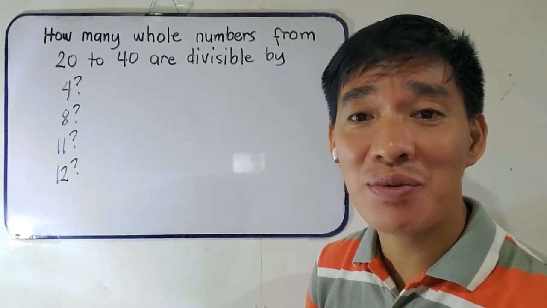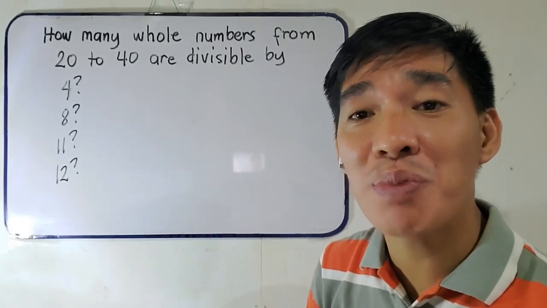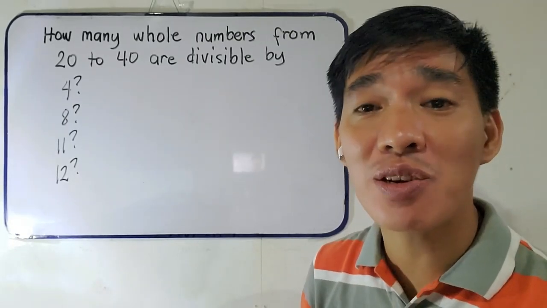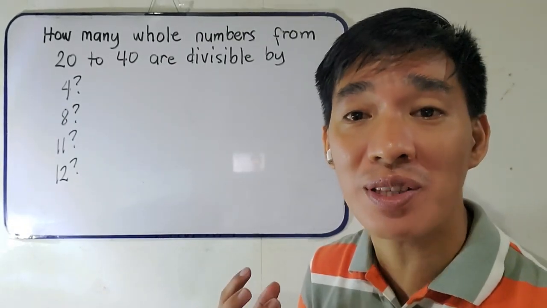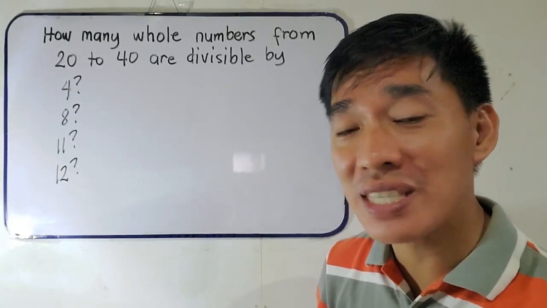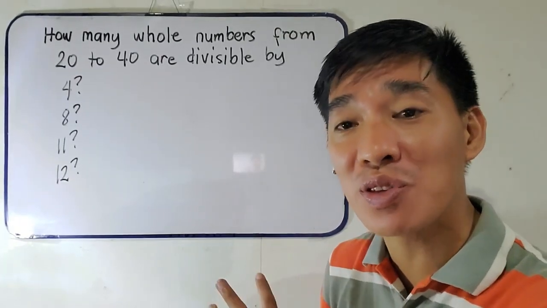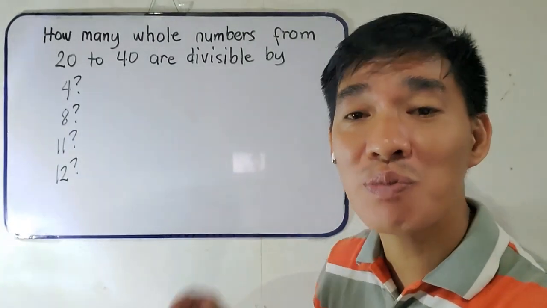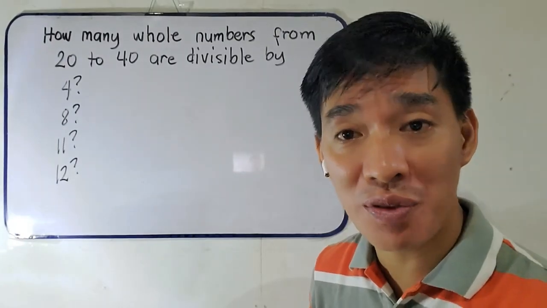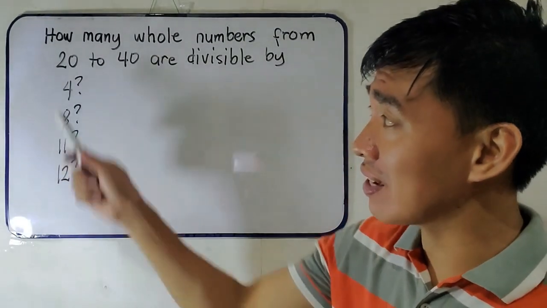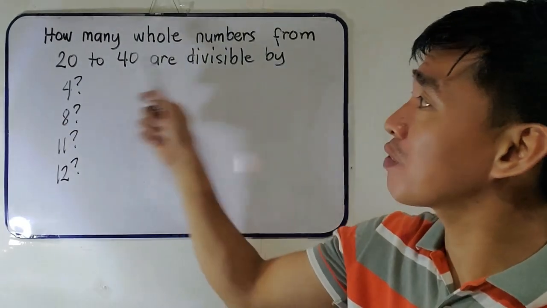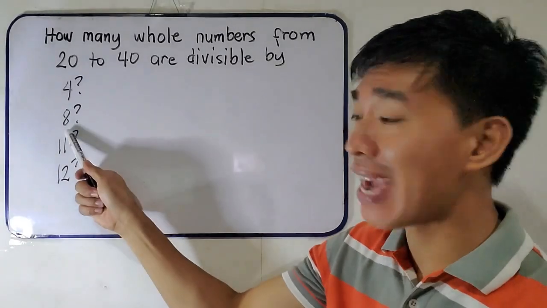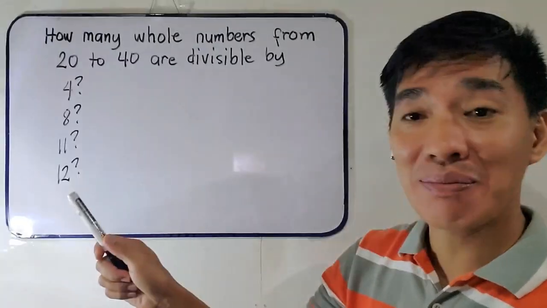So, we are done with all the activities that we need to prepare ourselves before you will take the assessment. The assessment will measure how much you have learned from today's lesson. And of course, this will be the last activity that we have to do. This is reflected in your What I Can Do, page 11 of your Module 3. So the question here is, how many whole numbers from 20 to 40 are divisible by 4, by 8, by 11, and by 12?